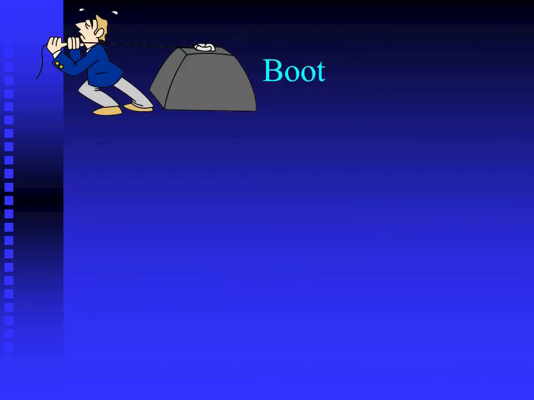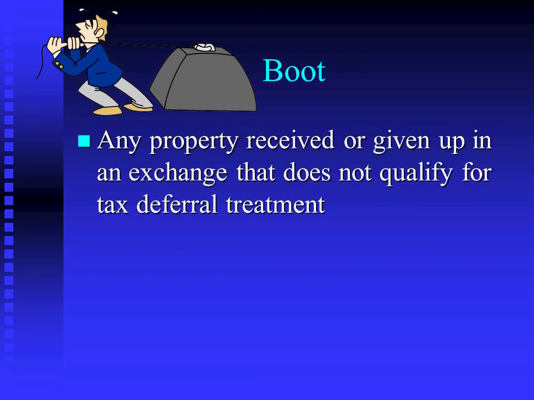So boot is everything that is not like-kind. So back, I mentioned my chicken farm. If you take my farm and my chickens, whatever I get for the chickens would be a taxable event because I'm swapping chickens for land, and that's not like-kind, right?